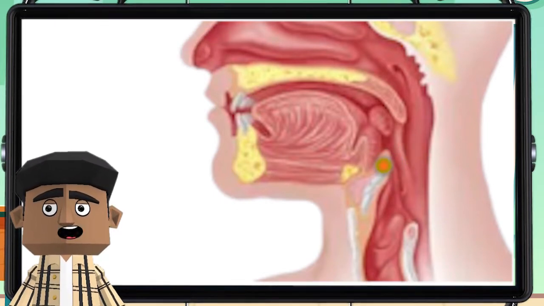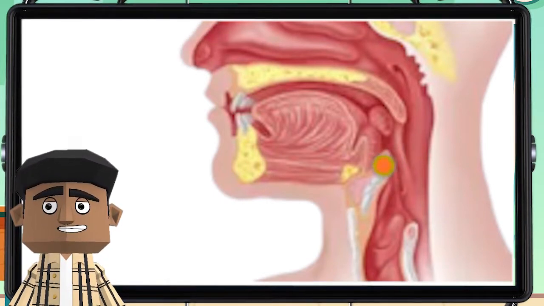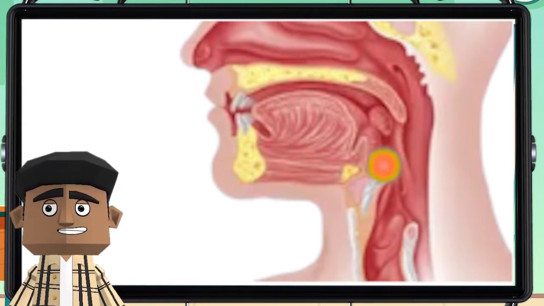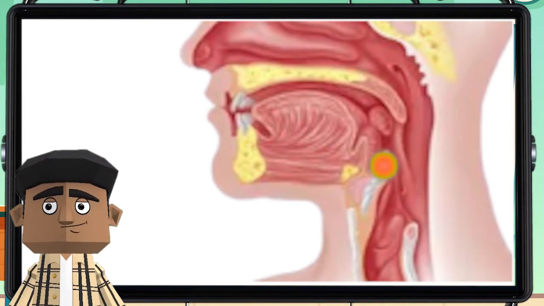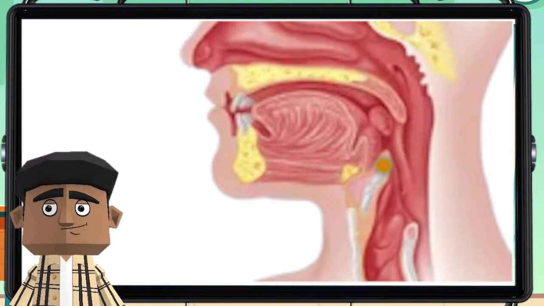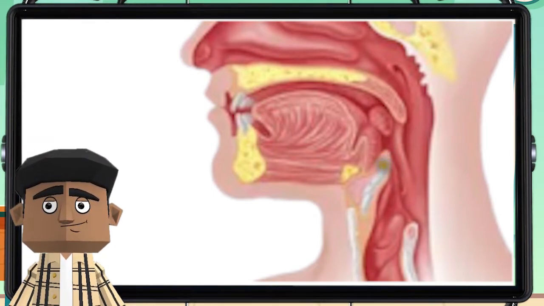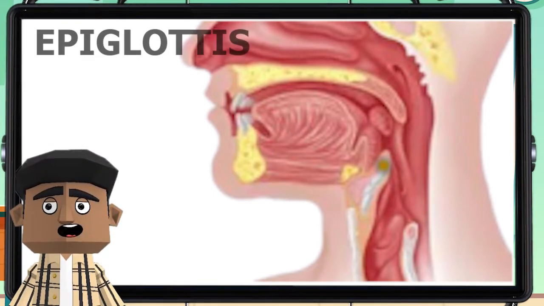If you may recall, in grade 8, before food enters the esophagus, a special flap of tissue closes the entrance to the rest of the respiratory system. Can you remember the name of this flap of tissue? Nice! It is the epiglottis.